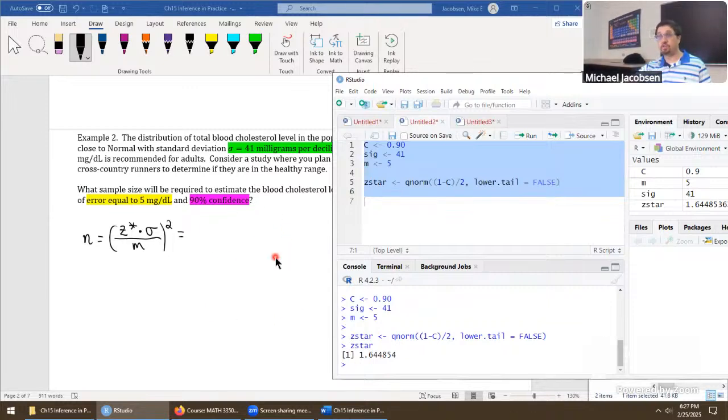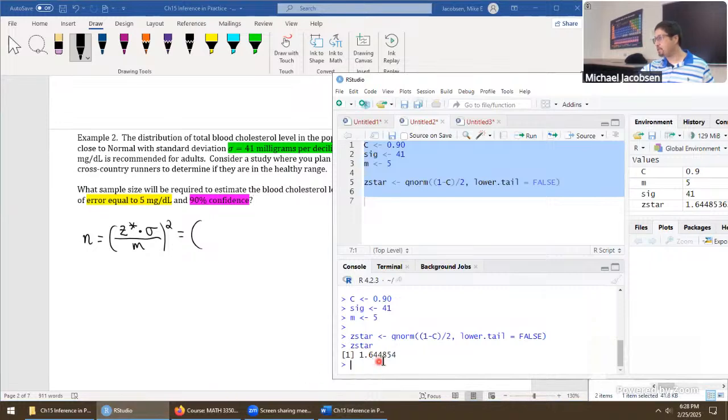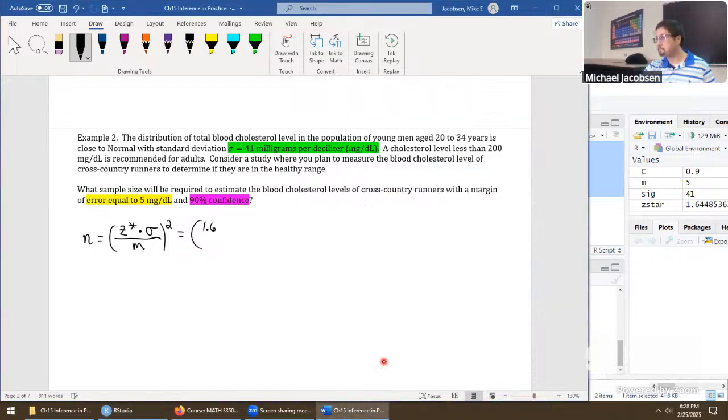So I want to do this in kind of two ways. Let's do it by hand to show what you would do if you were just plugging this into a calculator. Then I'll just share the script right here if you want to do it in a slightly more rapid way. So over here in this approach, we'll plug in 1.6449. It multiplies against this value right here, sigma. So drop in your sigma value, 41. We divide that by the stated margin of error, 5 milligrams per deciliter. I'll just throw in a 5 there. Square the whole thing. And that'll do the job for us.